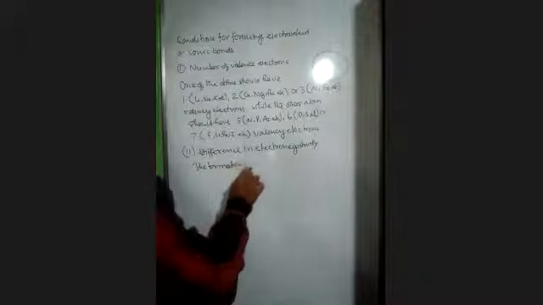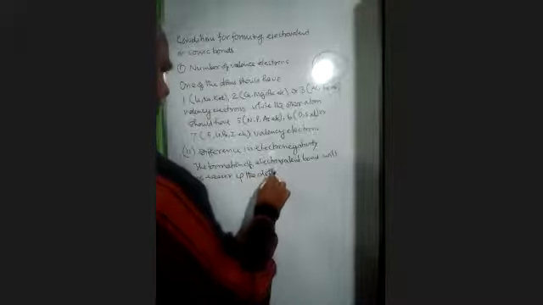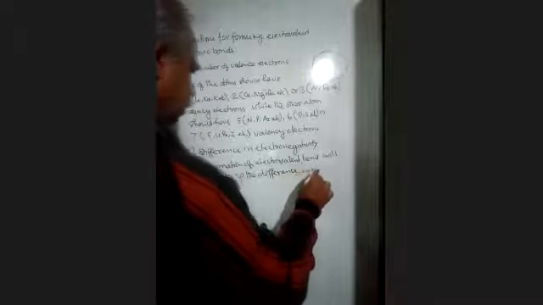The formation of an electrovalent bond will be easier if the difference in electronegativity between two combining atoms is large.